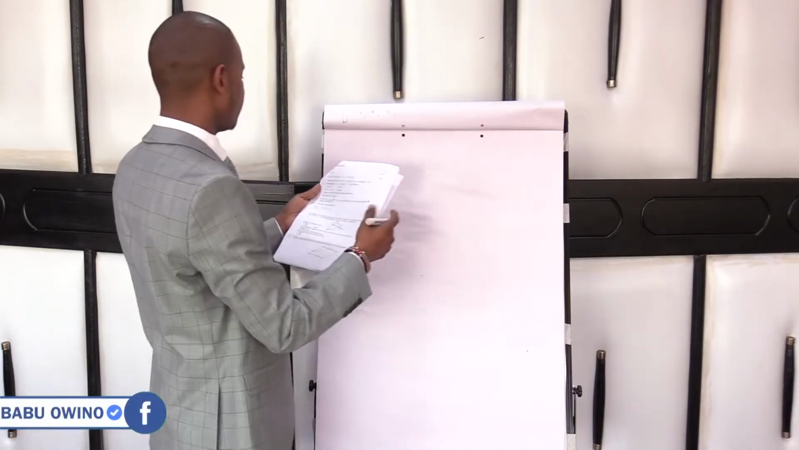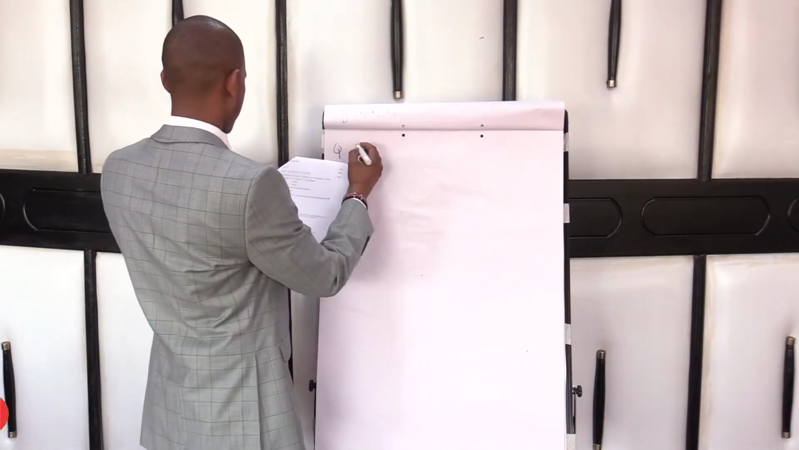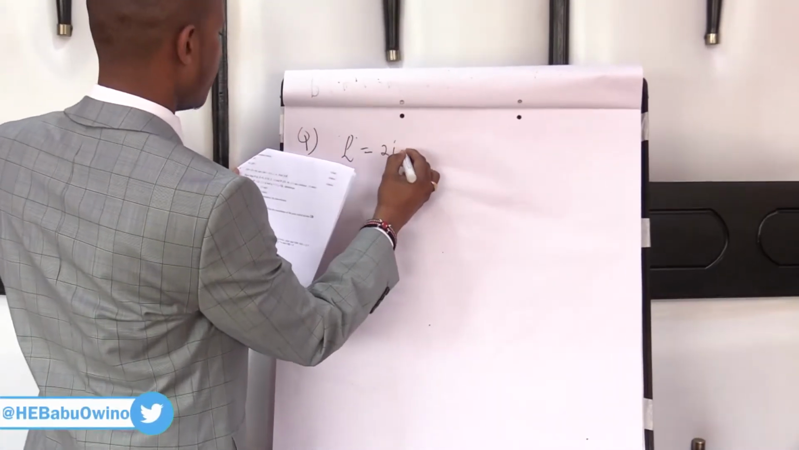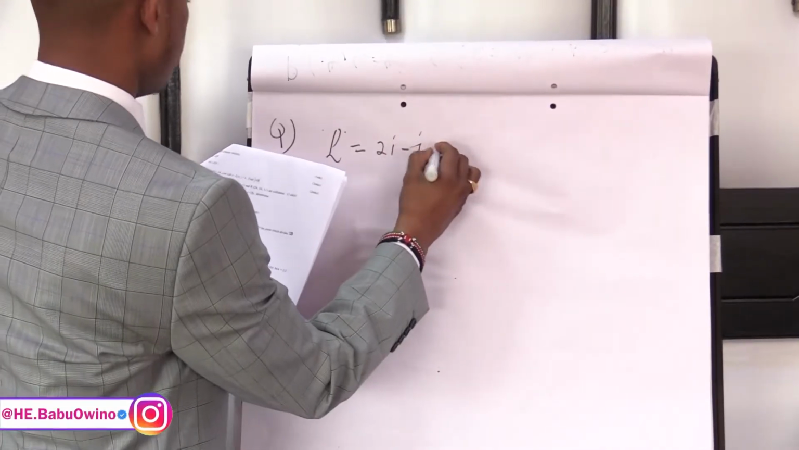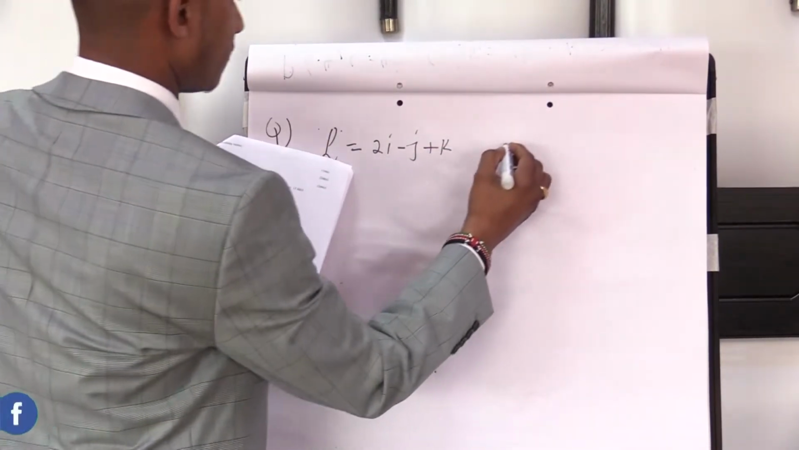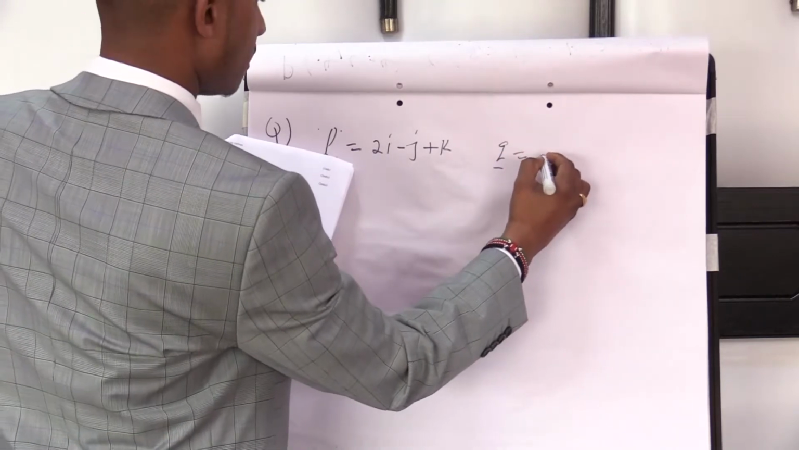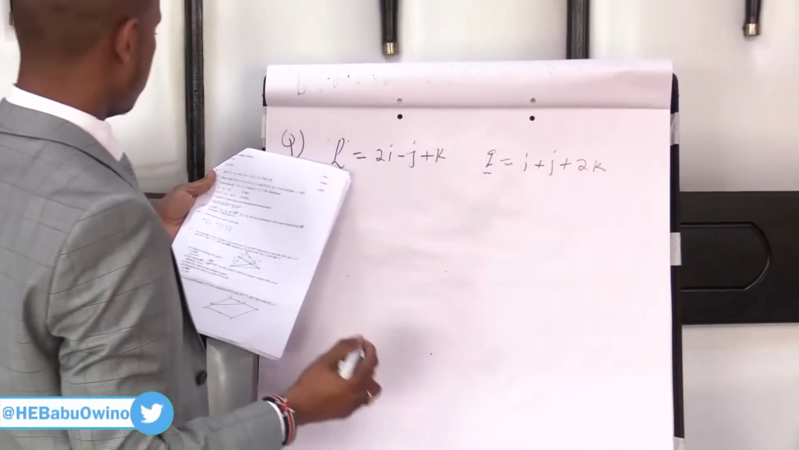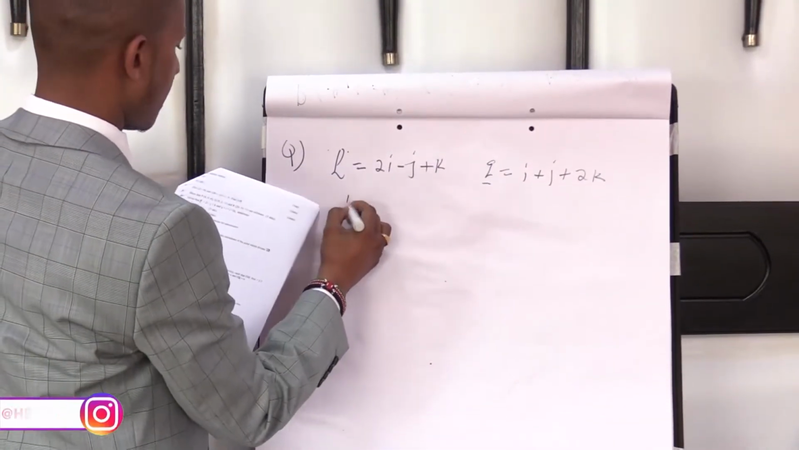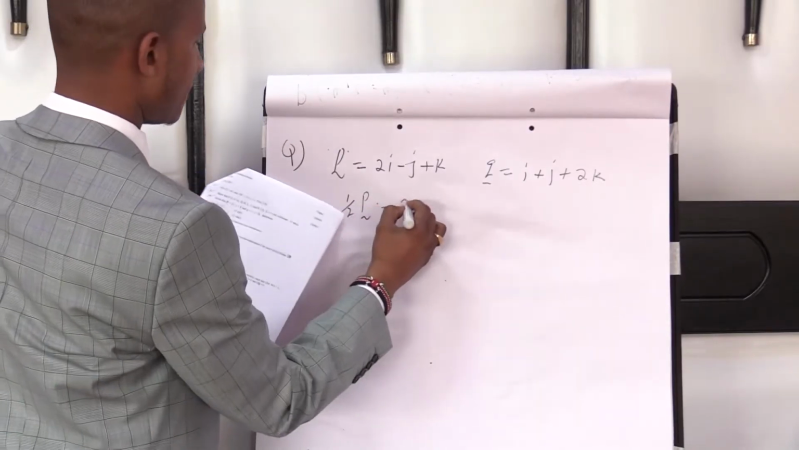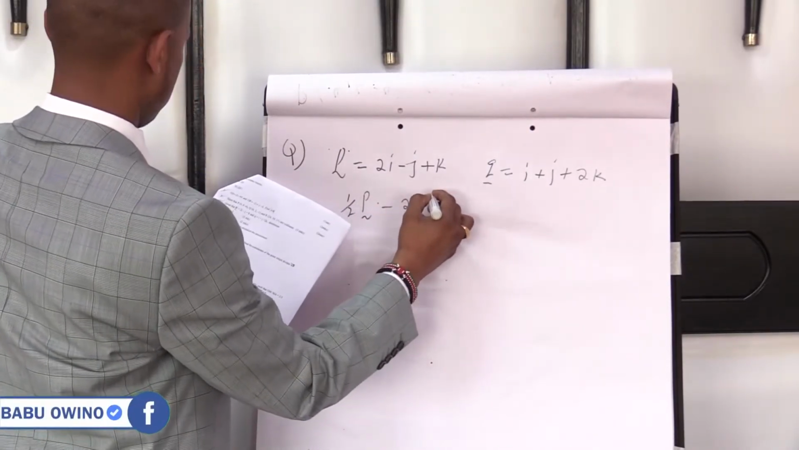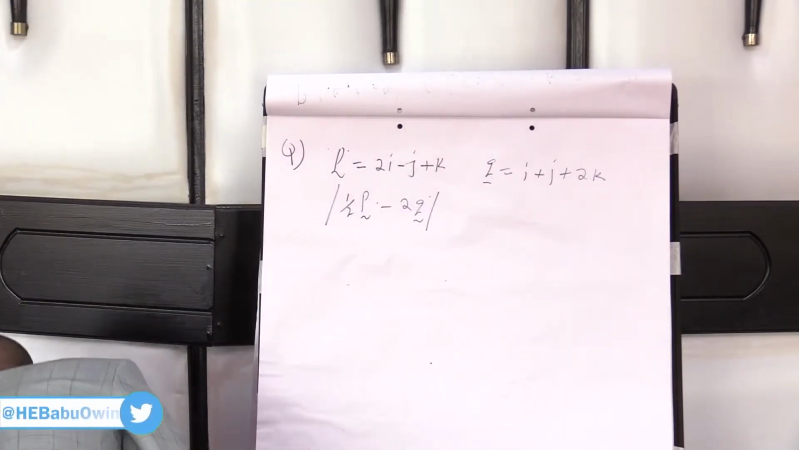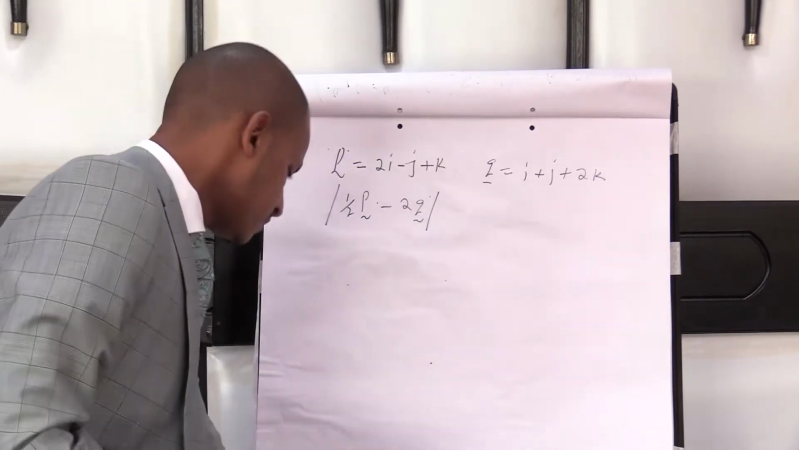The next question, very fast. Given that p equals 2i minus j plus k, and q equals i plus j plus 2k, you are told to determine half p minus 2q.